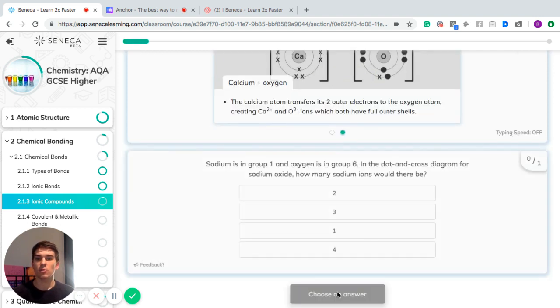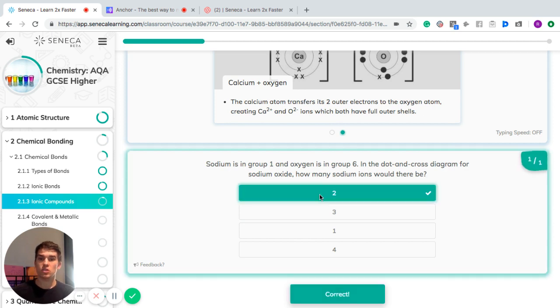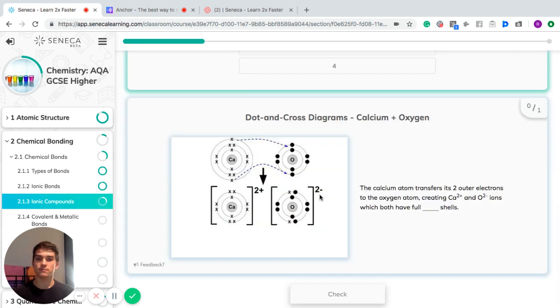So just to recap a little bit of that, sodium is in group 1 and oxygen is in group 6. In a dot and cross diagram for sodium oxide, how many sodium ions would there be? So oxygen is in group 6, therefore it needs 2 electrons to fill its outer shell. Sodium is in group 1, and therefore it can give 1 electron from its outer shell. So we're going to need 2 sodiums to donate those 2 electrons that the oxygen needs. So we're going to need 2 sodiums in sodium oxide.